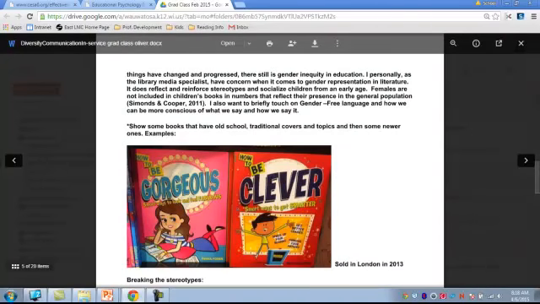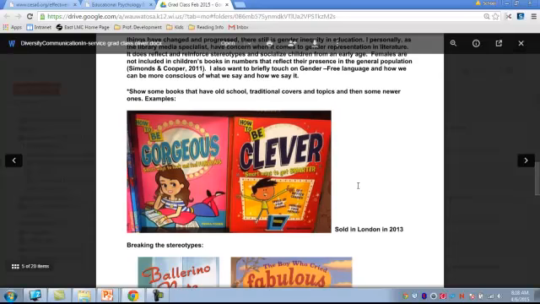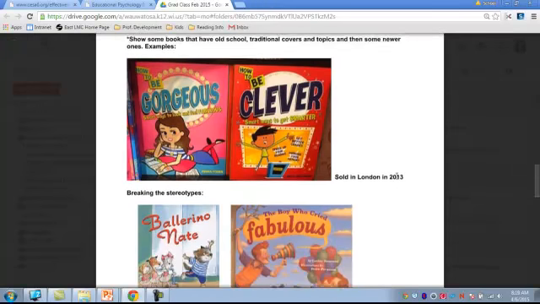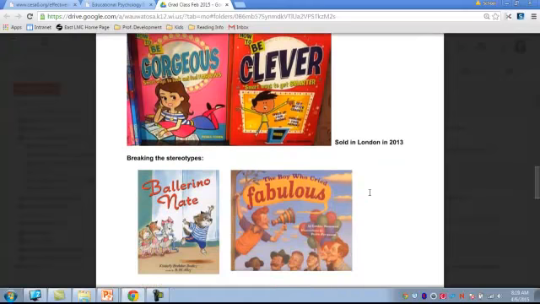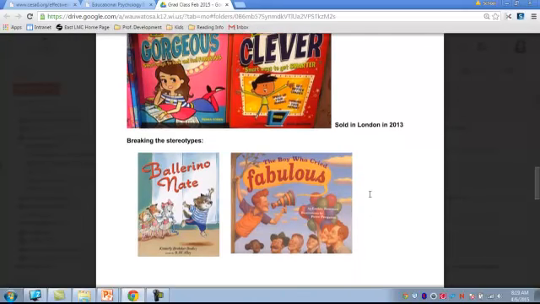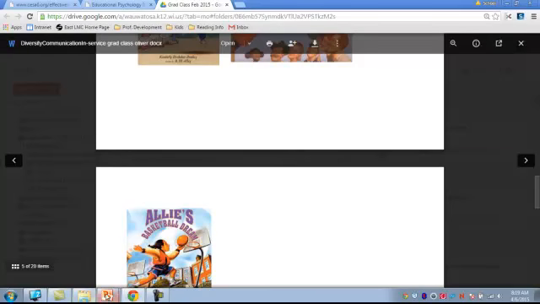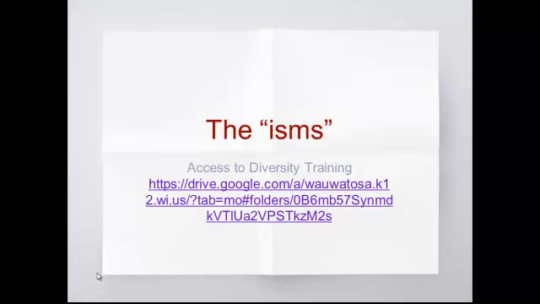things being sold where girls is pink and how to be gorgeous and just about looks, whereas boys, how to be clever. These are some books that children are reading. So I'd like to focus on gender-free language and encouraging your female students to take as many classes in science and math as they want, things like that.